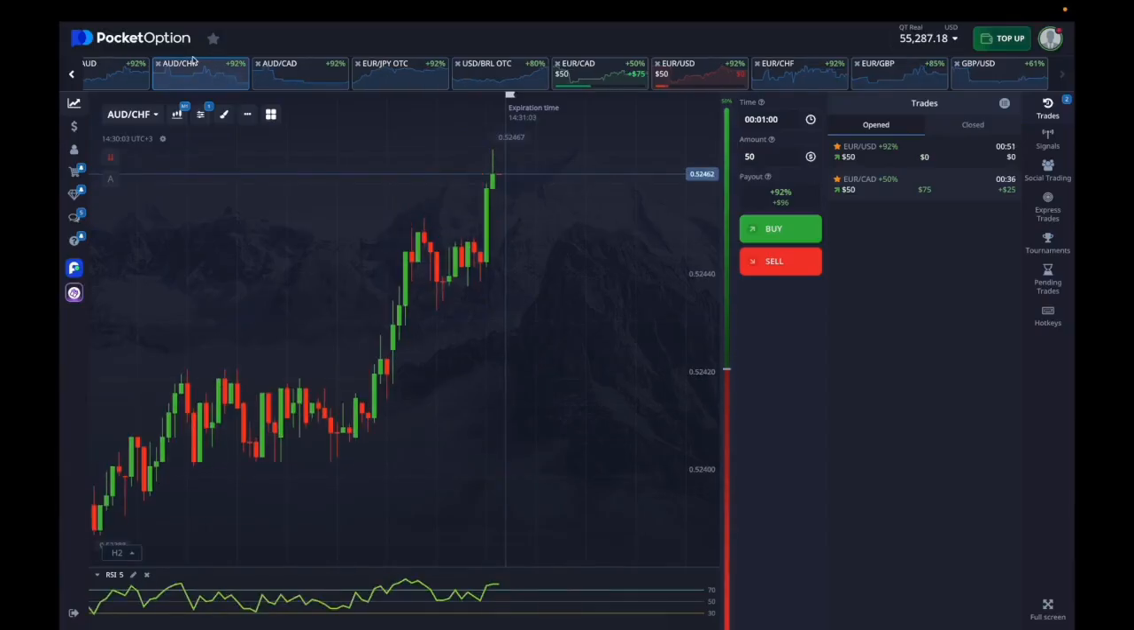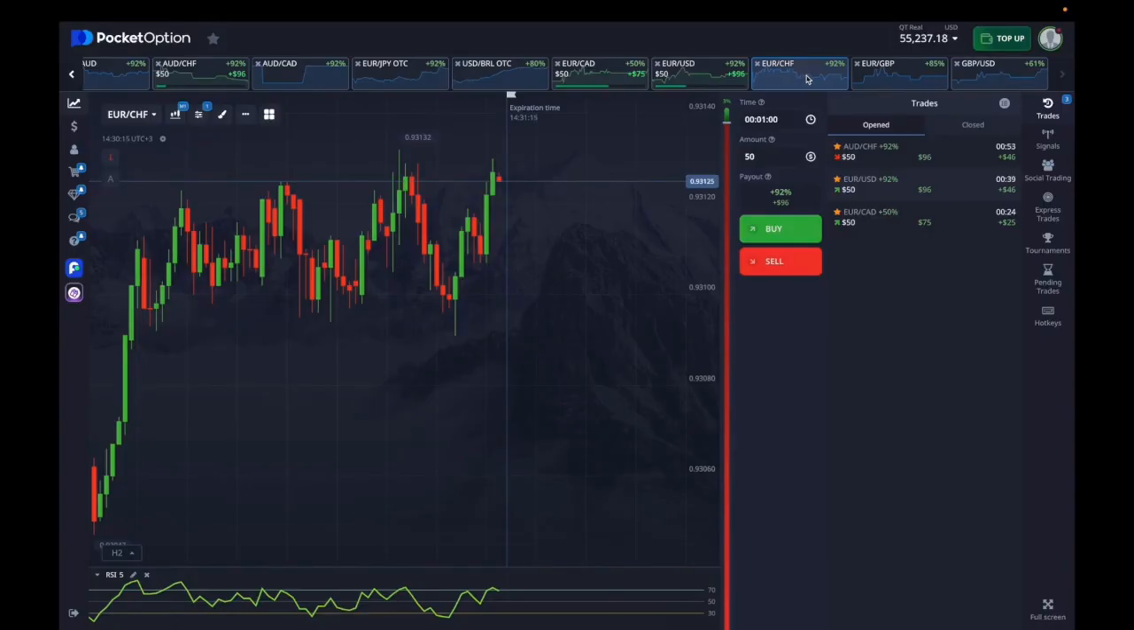There's some volatility here. Australian dollar to Swiss franc, that's a pretty good situation. I'll take a sell position here. So, we also have an interesting situation with Euro to Swiss franc. Let's take a sell position. We have 4 trades open now.